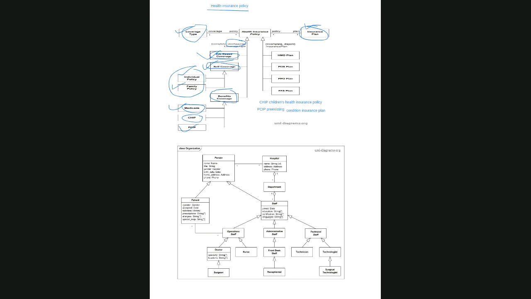Some common types of health insurance plans are health maintenance organization. This is HMO. Please note this down. HMO means health maintenance organization. Then you have POS, which is point of service. Please write down point of service.